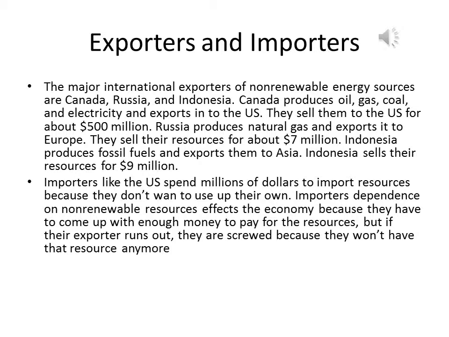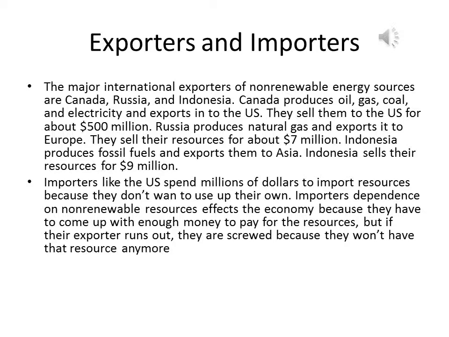Exporters and importers. The major international exporters of non-renewable energy sources are Canada, Russia, and Indonesia. Canada produces oil, gas, coal, and about 500 million. Russia produces natural gas and exports it to Europe. They sell their resources for about 7 million. Indonesia produces fossil fuels and exports them to Asia. Indonesia sells their resources for 9 million.